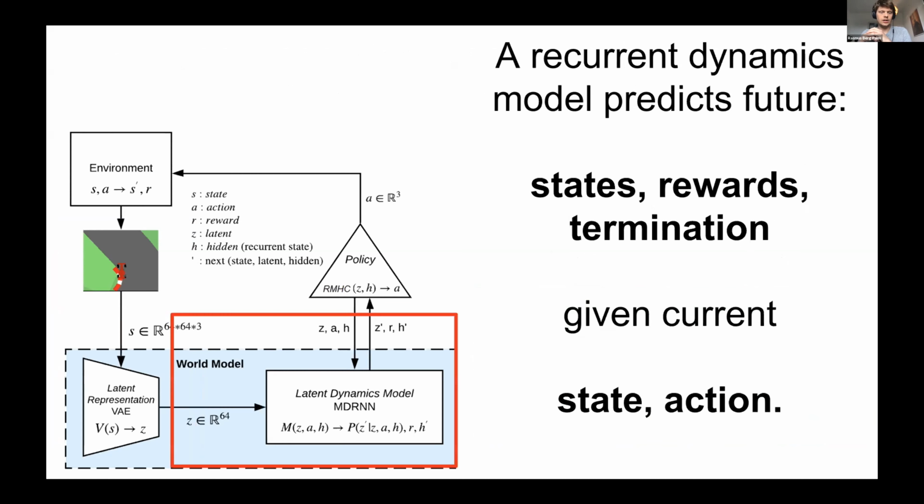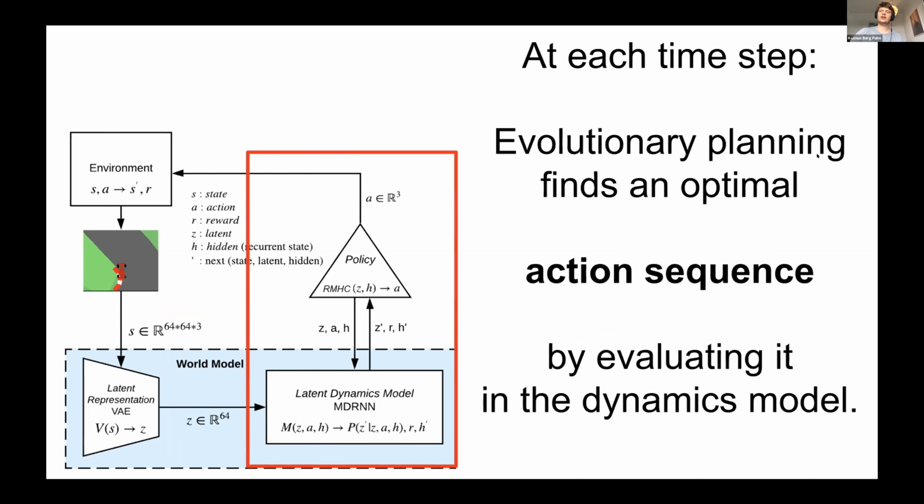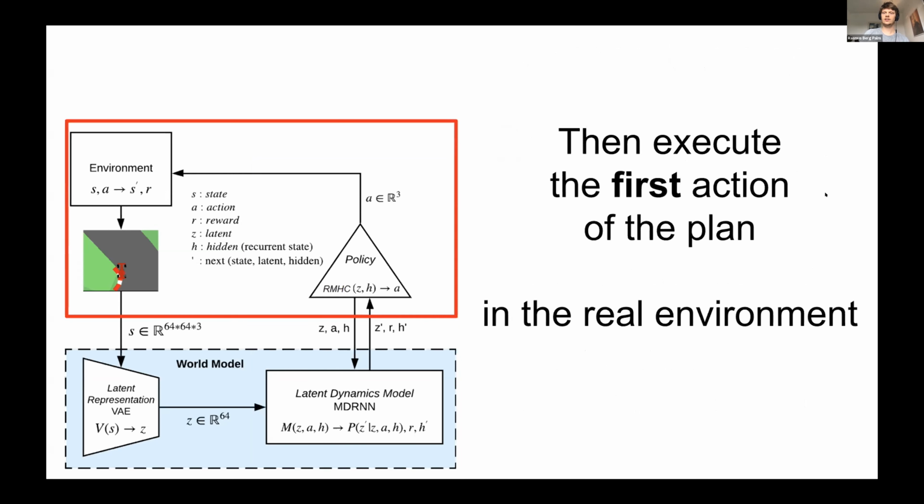The second part of the world model is a recurrent dynamic model, which predicts future states, rewards, and whether the environment terminates, given the current state and actions. And this is the box highlighted in red here. Then the algorithm proceeds by, at each time step, evolutionary planning finds an optimal action sequence by evaluating it in the dynamics model. So it tries out this plan, this sequence of actions, using this latent dynamics model as a fitness function, basically, asking it what will happen in the environment if I do this. And then the evolutionary planning can find an optimal action sequence. And then it picks off the first action of that plan and executes it in the real environment.